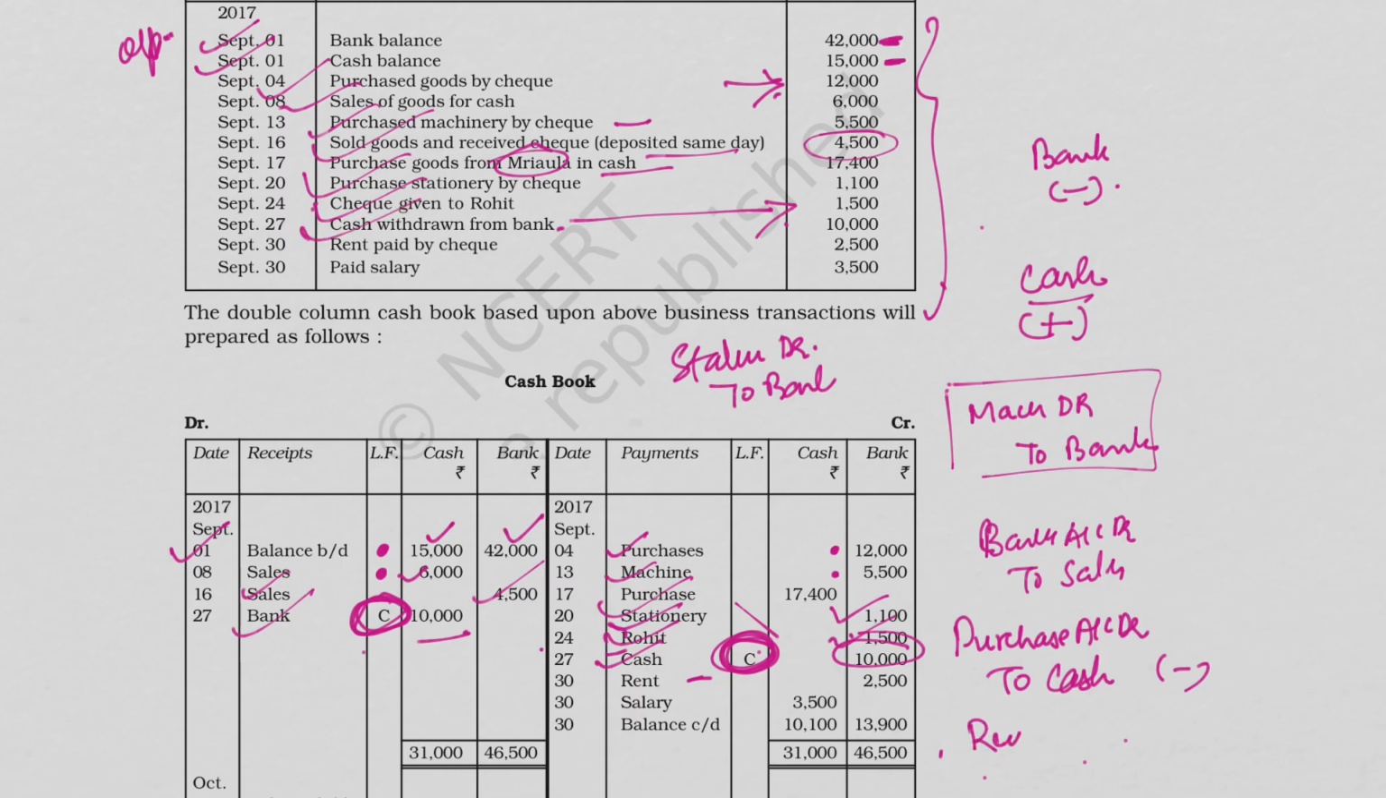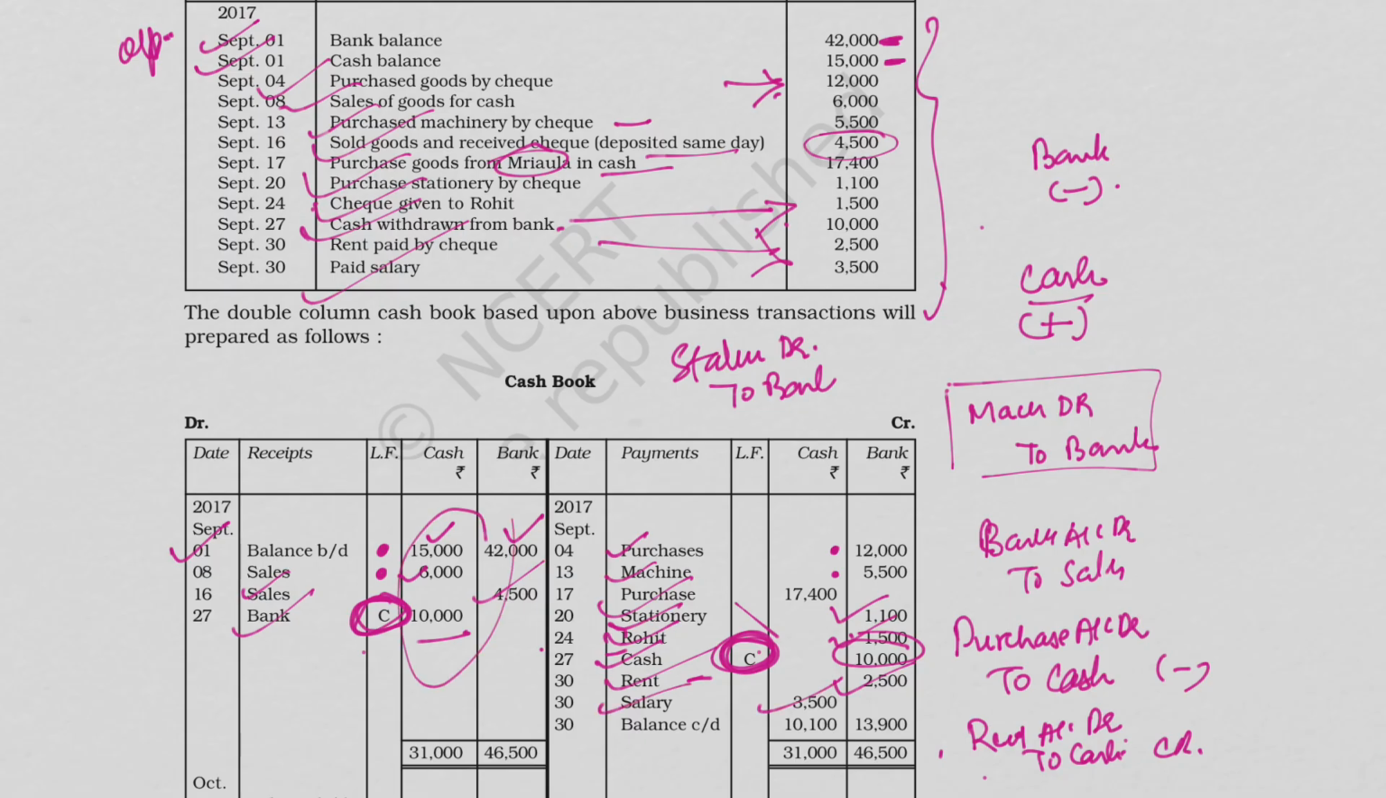Then rent paid by check. Rent account debit. Rent is an expense. Debit all expenses, to cash. Our asset is reducing, so credit side. So, rent paid by, not cash, so bank is reducing. So by rent 2,500. Last we have paid salary. Salary is an expense. Salary account debit to bank. To cash, it's written, in cash we are paying.